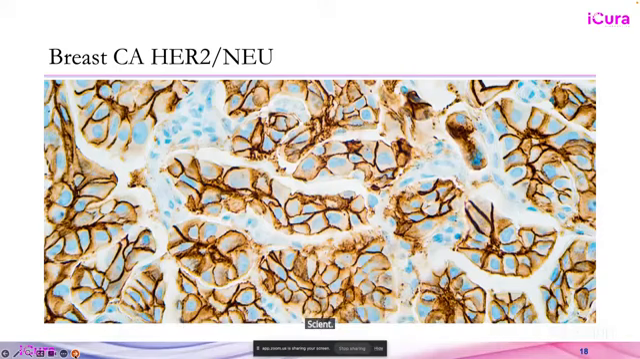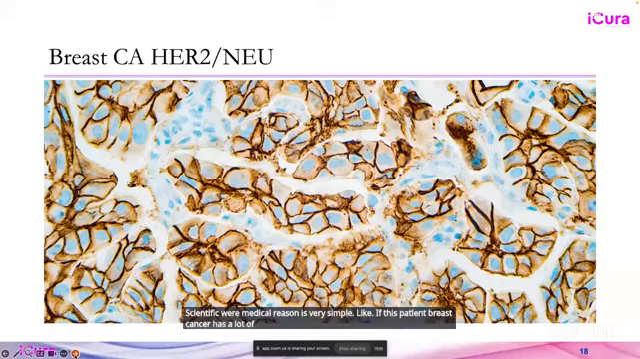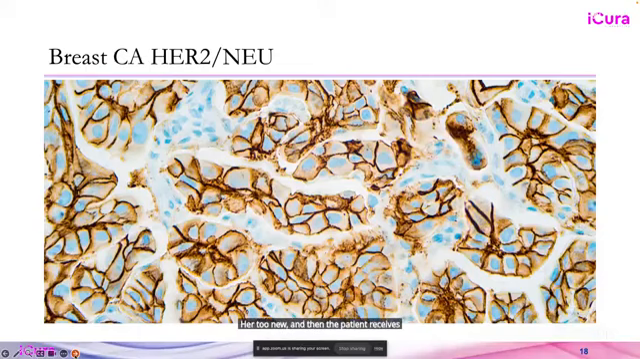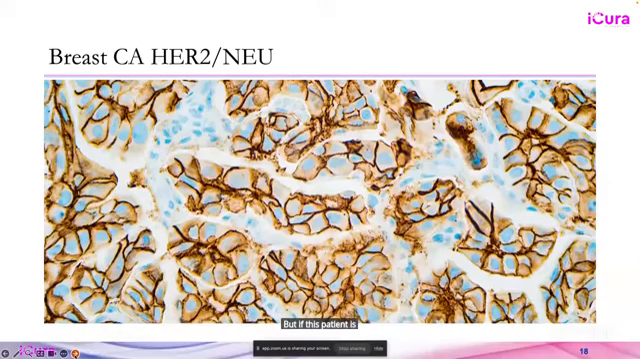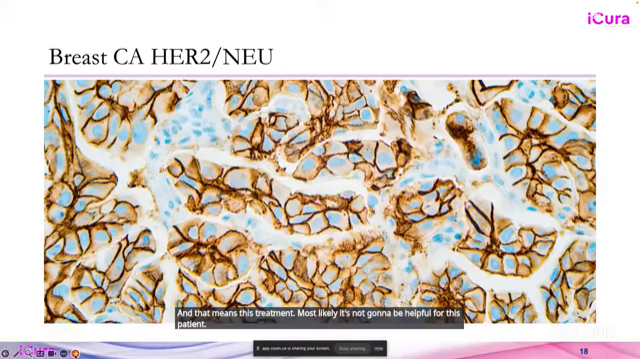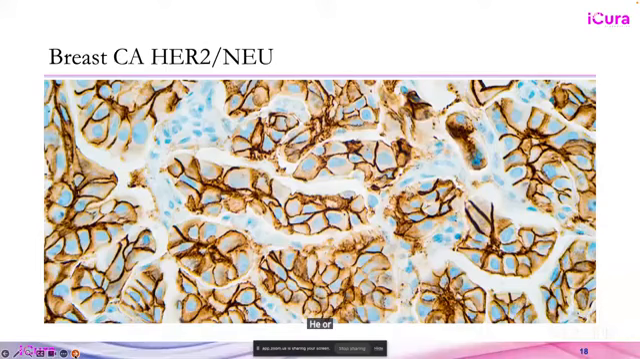The scientific or medical reason is very simple. If this patient's breast cancer has a lot of HER2 receptor, HER2/neu, and the patient receives Herceptin, there's a much higher rate that the patient is going to respond to that treatment and get better soon, or get a much better prognosis. But if the cancer does not express HER2/neu, that means this treatment most likely is not going to be helpful for this patient. And at the same time, if the patient took it, he or she will actually suffer from side effects. And that's the medical reason.